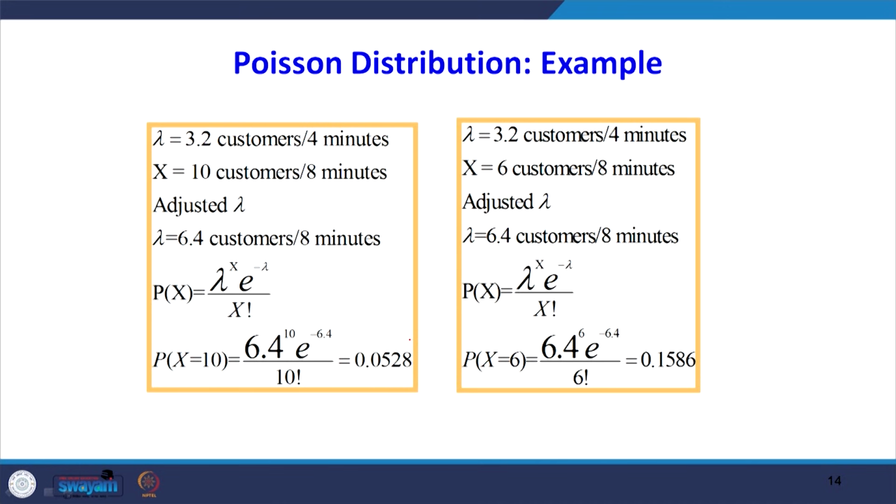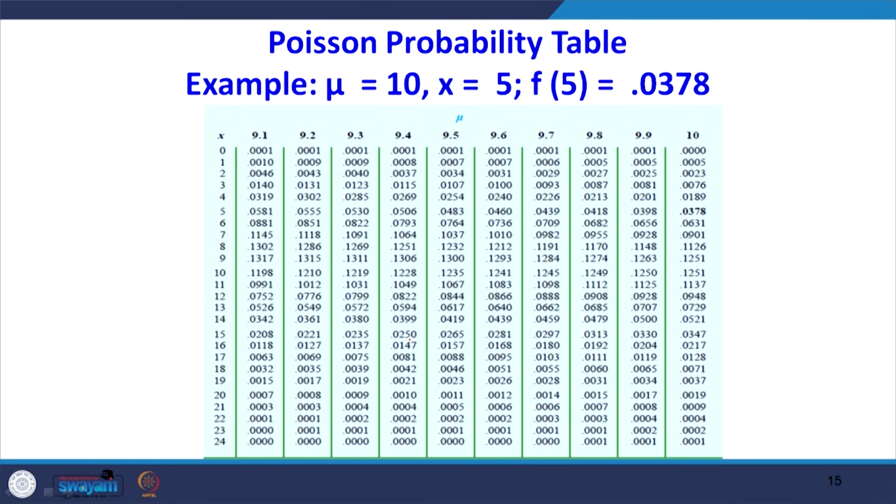See the second one: lambda equal to 3.2 customers per 4 minutes, x equal to 6 customers in 8 minutes. So, you have to multiply lambda, so it will be 6.4 per 8 minutes, then with p of x you will get the answer. The point here is that the units of lambda and x should be the same. Here also a Poisson probability table is available.